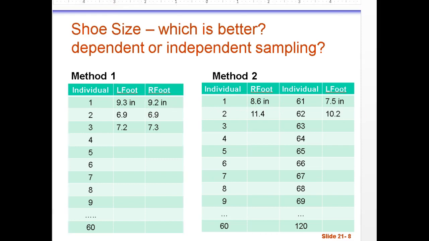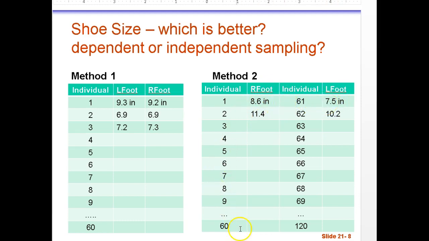And then the question is, which of these two methods is better for trying to determine whether people have a longer left foot than they do right foot, or vice versa, whatever the question was asking us. In order to answer that question, method number one, which is dependent sampling, is obviously the better one, because on any individual, we want to know whether there's any significant difference in the length of their left or their right foot. If I were to, for example, take individual number one over here, who has a right foot measurement of 8.6, and I have individual number 61, who's somebody totally different, and I measure their left foot, and that left foot is 7.5, it doesn't make any sense to compare that 8.6 to that 7.5.